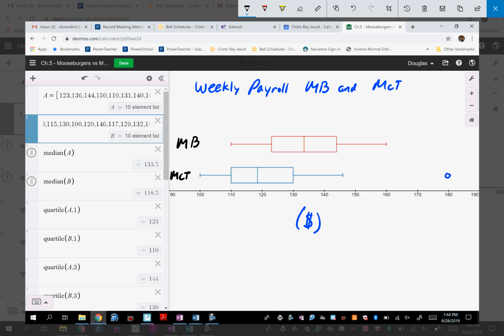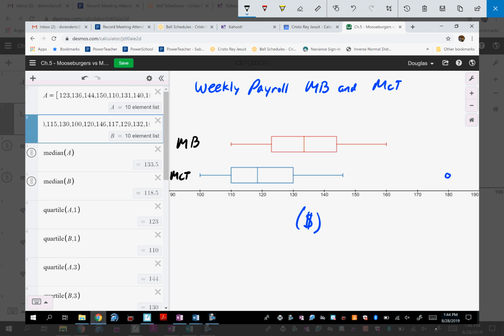Yes, and the median is quartile 2. So the first one is quartile 1, then median, then quartile 3. Now these points at the end of the whiskers are usually the min and the max. But they're not always the min and the max.